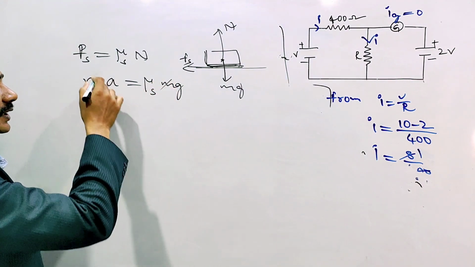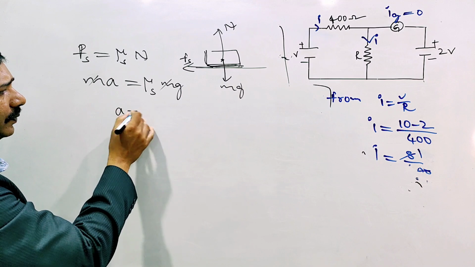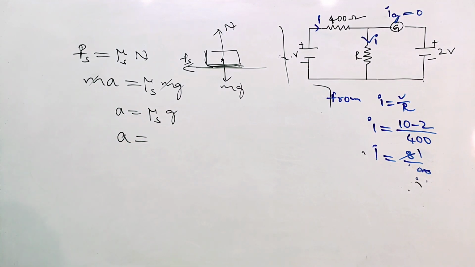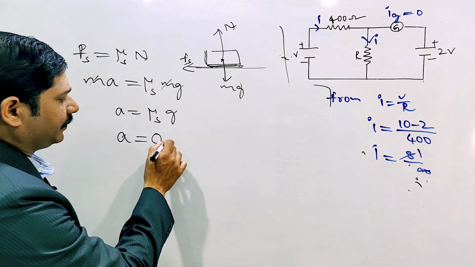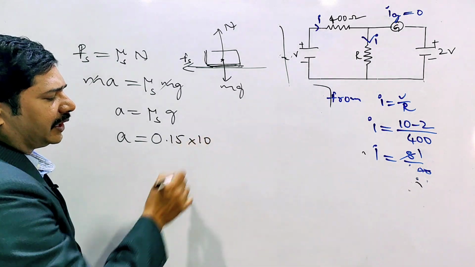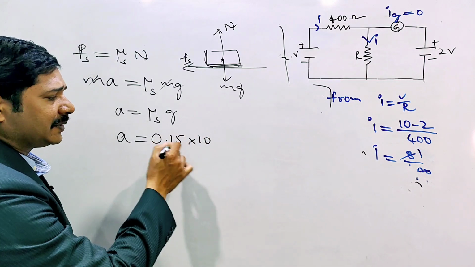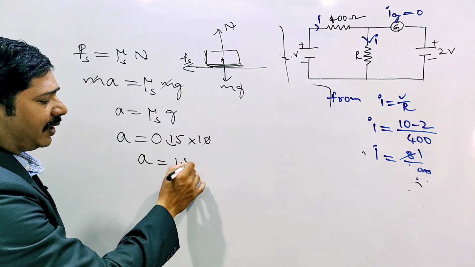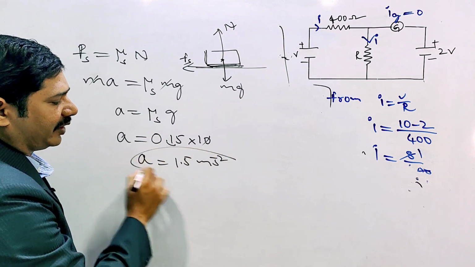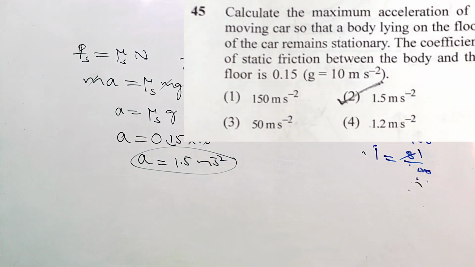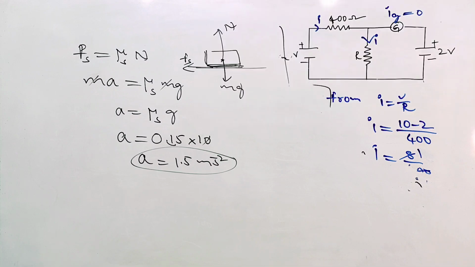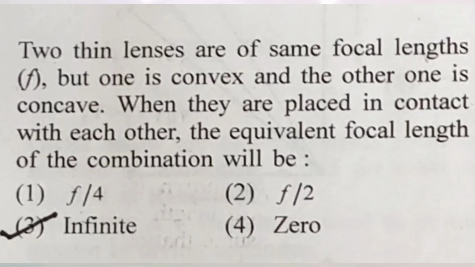F equal to ma, so m gets cancelled. A equal to mu s into g. Mu s value is given as 0.15, and g value is also given as 10. Multiply, you will get 1.5. The decimal cancels. A equal to 1.5 meter per second square is the answer. So which option is correct? Second option is correct answer. Next question, you can check on the screen.